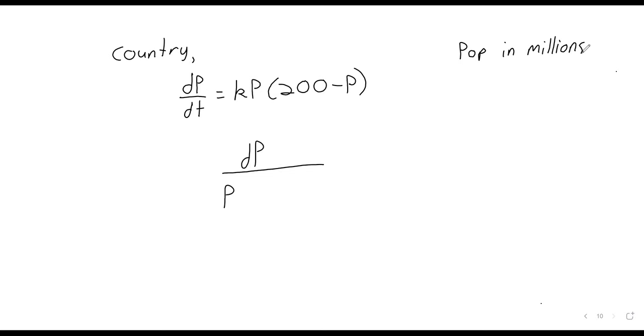dP over P times (200 minus P) equals k dt. We can integrate both sides. Sadly, integrating the left is kind of a hassle. This is the most complicated sort of integration technique we're going to use in this class, and it's the last time we're going to use it.